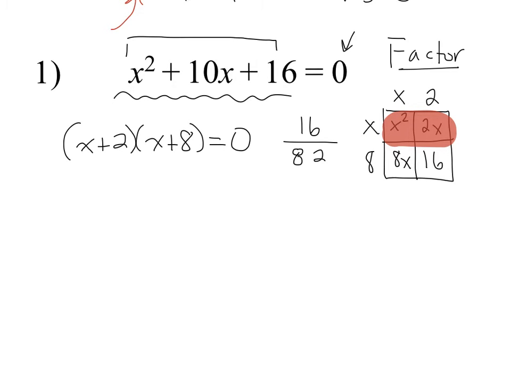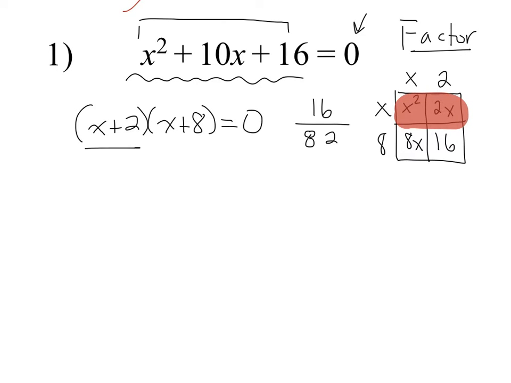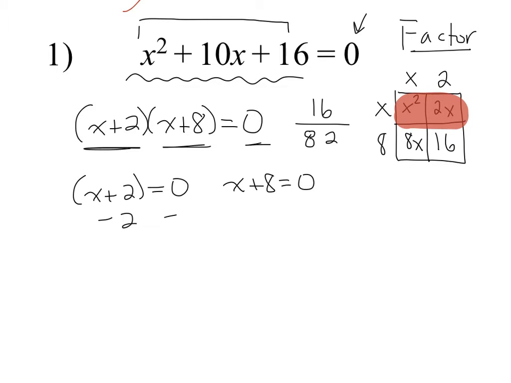So now this looks almost just like what we have up here, where it says, do we have two things multiplied together equal 0? We do. We have this times this equals 0. So by the zero product property, we can take each of these, x plus 2, set it equal to 0, or x plus 8 equal to 0. And then we just solve those. So I'll subtract 2 here, so x would be -2. I'll subtract 8 here, so x is -8.